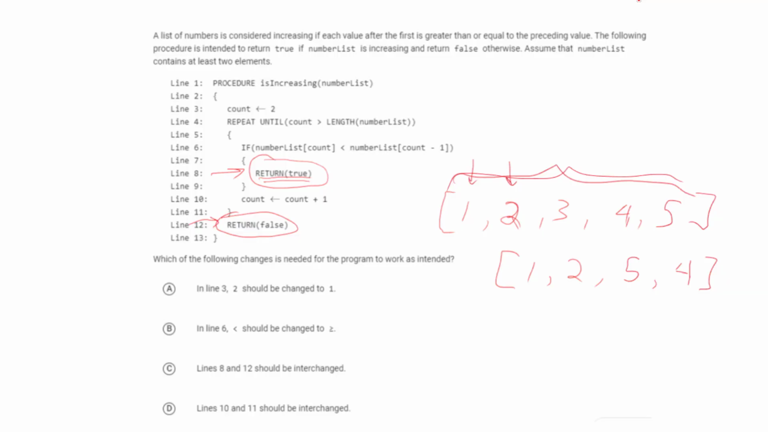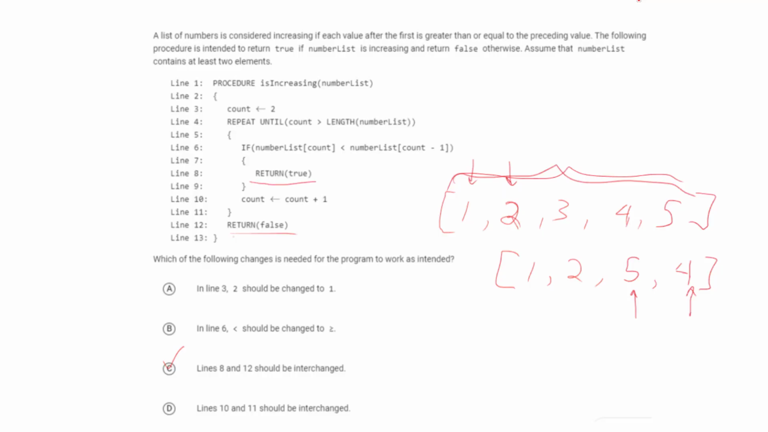So what is the conclusion here? It means that these two are actually reversed, right? We should be returning false because it's not increasing the moment we see that a value is smaller than the previous value, and we should be returning true if we made it all the way to the end without stopping to say that it's not increasing. In other words, the answer is C. Lines 8 and 12 should be interchanged. This is line 12 and this is line 8.